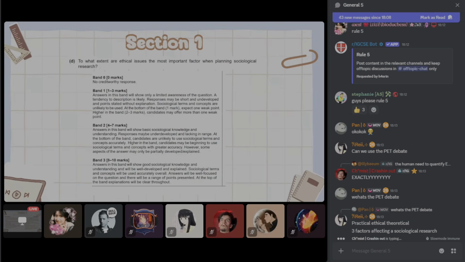And band 8 until 10 marks shows good sociological knowledge and understanding and will be well developed and explained, and the terms and concepts will be used accurately overall. Answers will be well focused on the question, and there will be a range of points presented, and the explanations will be clear throughout. So, the question is, to what extent are ethical issues the most important factor when planning sociological research? Can anyone give me two fors and two against, please?